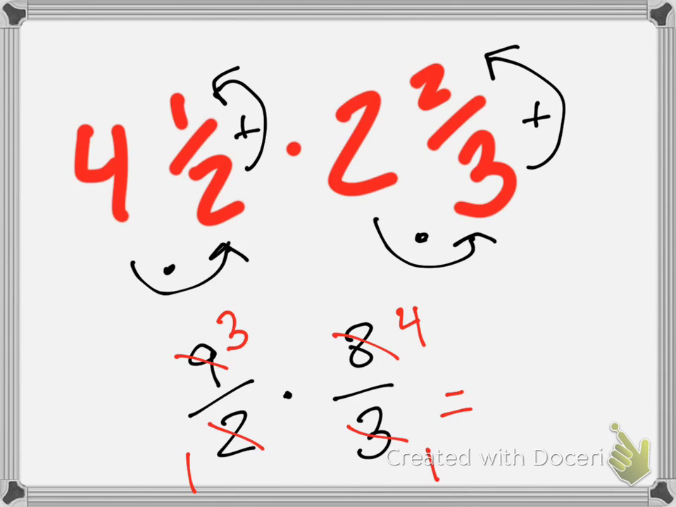What's our answer then? What's our answer, Ben? 12 over 1, or 12.